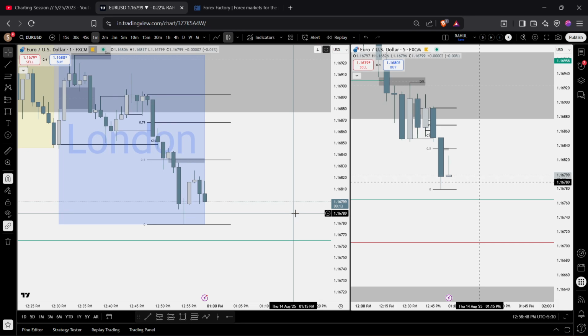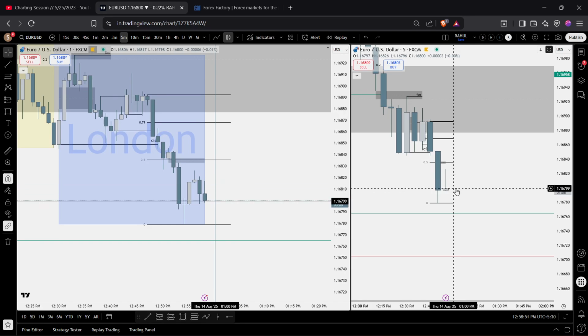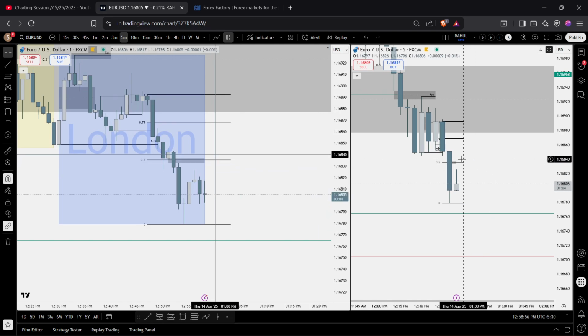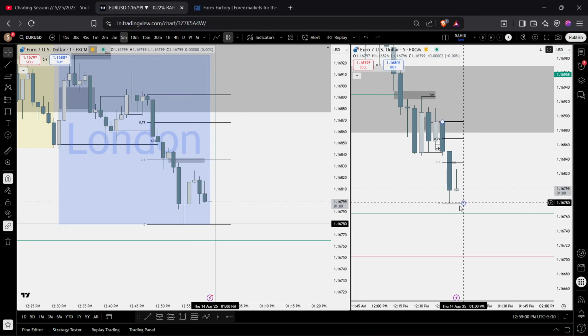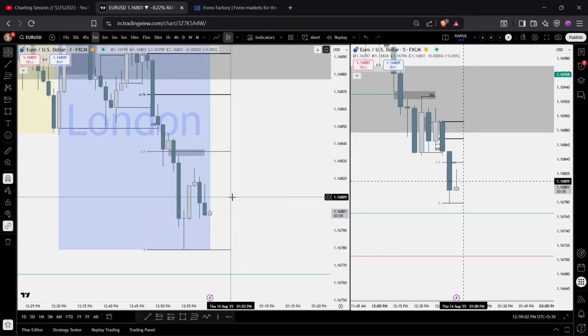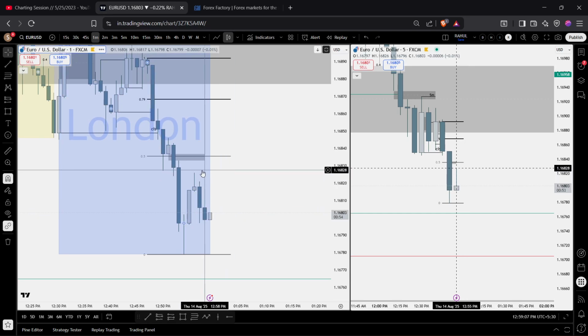Okay, I don't think so. We're going to get an entry. The 5 minutes has completely rejected. I don't think so. It's going to pull back to the CIS, but this equilibrium was my entry point. No, I don't think so. I could not have entered here.